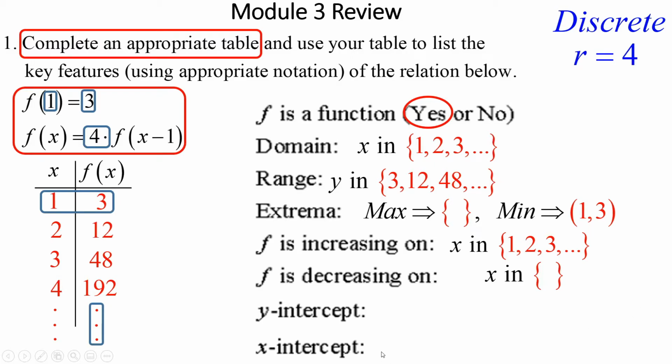Now the y-intercept. Well, at the y-intercept, x has to be 0. And x is never 0, so there is no y-intercept. The x-intercept. Well, at the x-intercept, y would have to be 0. And y will never equal 0, so that is also the empty set. And that's our first problem right there. You need to be able to look at a relation in whatever form they give it to you in, and maybe create another model, and then use that model to come up with the key features of your function.